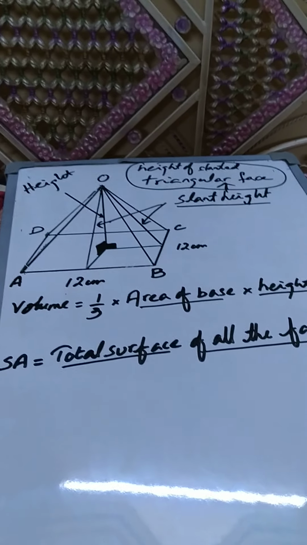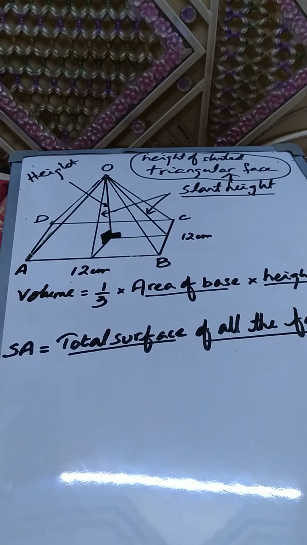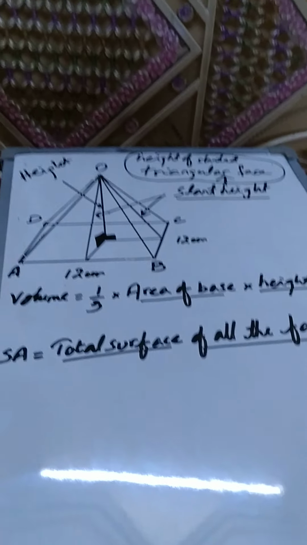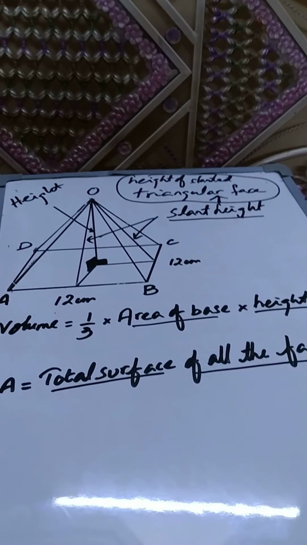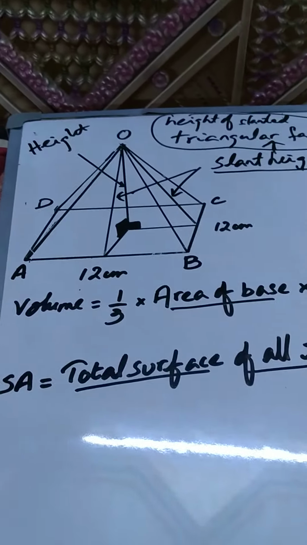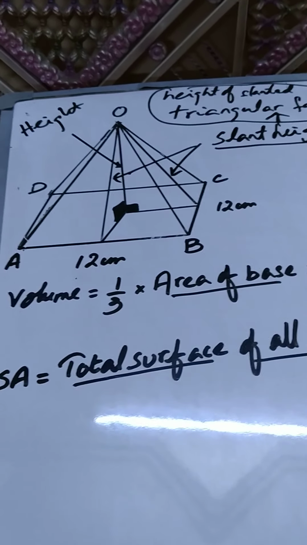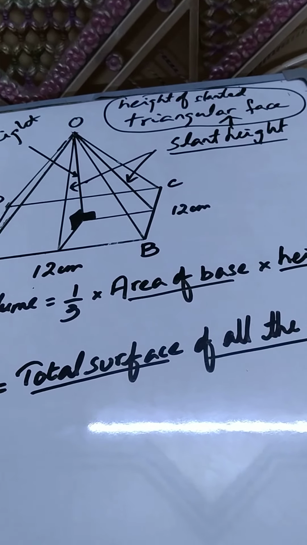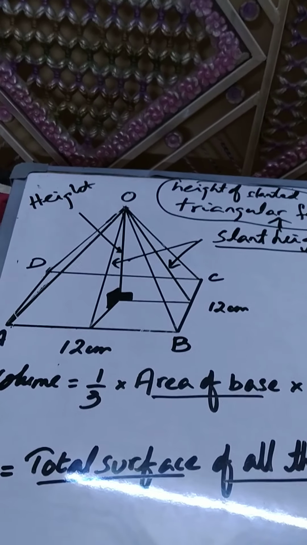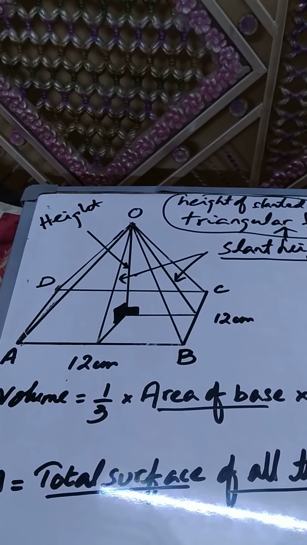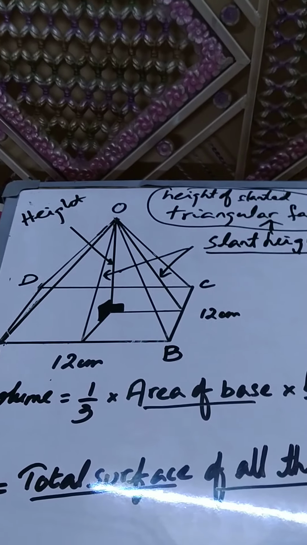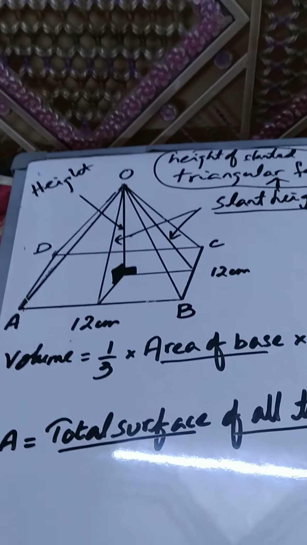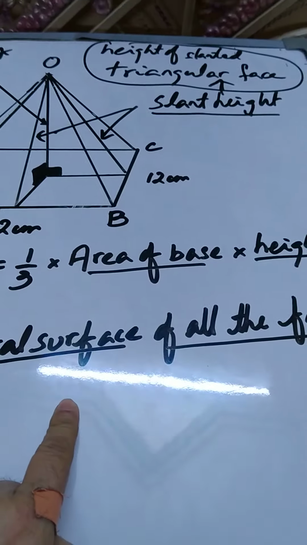Okay, now for the last 3 or 4 days we are doing volume and surface area of pyramid. Volume means space occupied by the pyramid. Volume of pyramid means total space occupied by the pyramid, and surface area means the total surface covered by all the faces of the pyramid. So there is a difference between volume and surface area. Volume means occupying space by the pyramid, and total surface area of pyramid means the total surface covered by all the faces of the pyramid.